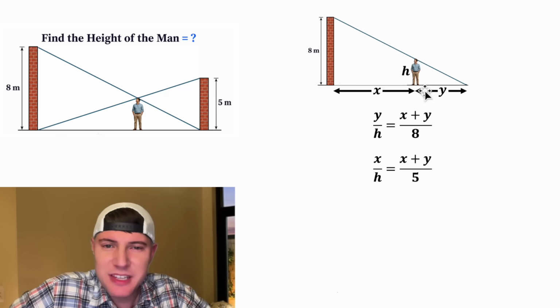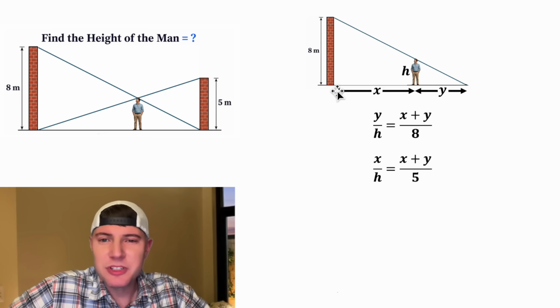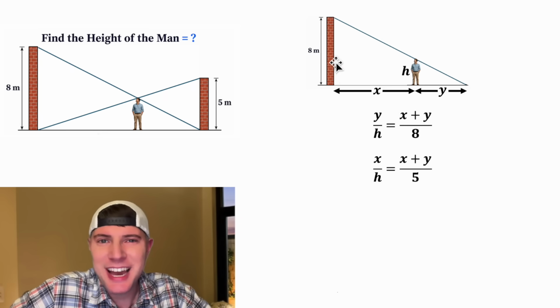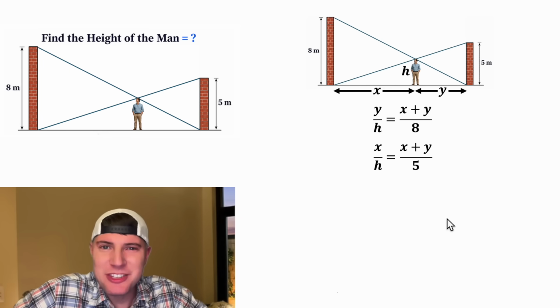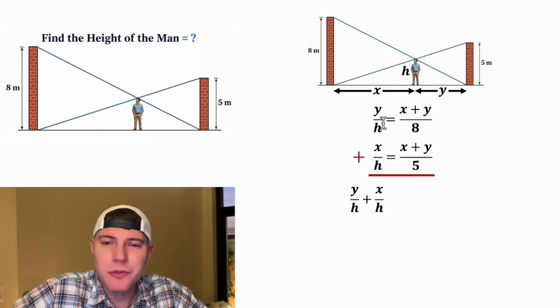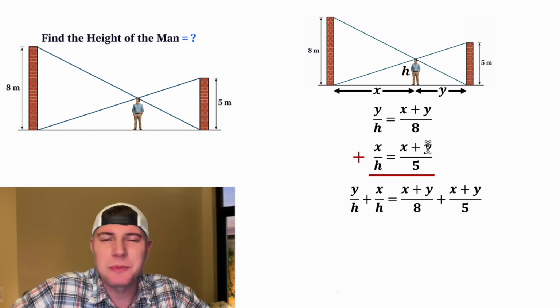It'll be the base of this little triangle Y over the height H will be equal to the base of this larger triangle X plus Y divided by this height of 8. And now we can play around with these two proportions. Let's add them together. On the left-hand side, we'll have Y over H plus X over H. And on the right-hand side, we'll have X plus Y over 8 plus X plus Y over 5.